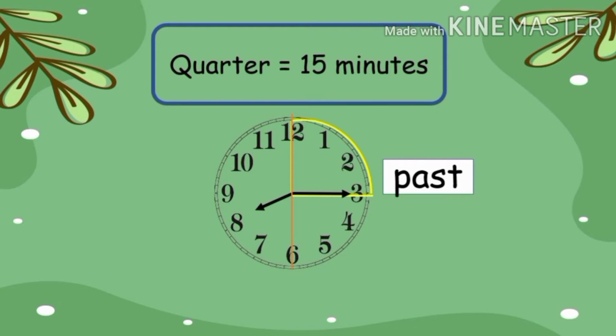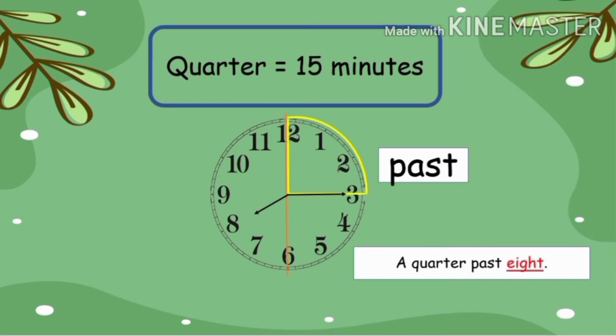We can say it is a quarter past something. Okay? And something depends on the short hand. Okay? Look at the short hand. The short hand is pointing at 8. Alright. Jarum pendek menunjukkan ke nombor 8. So, the answer is, it's a quarter past 8. A quarter past 8. 8 o'clock and 15 minutes is also called a quarter past 8.